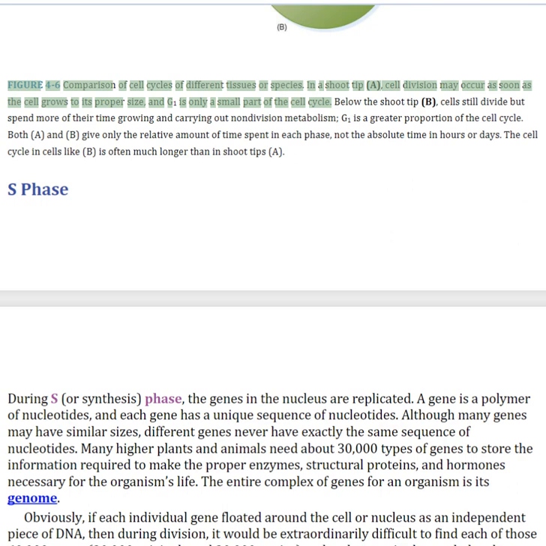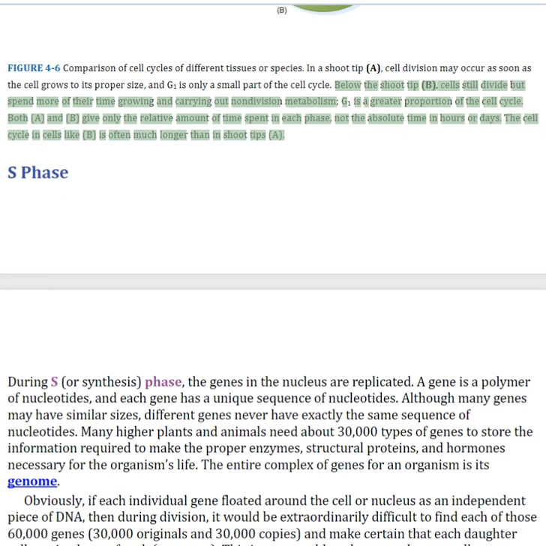In a shoot tip, cell division may occur as soon as the cell grows to its proper size, and G1 is only a small part of the cell cycle. Below the shoot tip, cells still divide but spend more of their time growing and carrying out non-division metabolism. G1 is a greater proportion of the cell cycle. Both figures give only the relative amount of time spent in each phase, not the absolute time in hours or days.